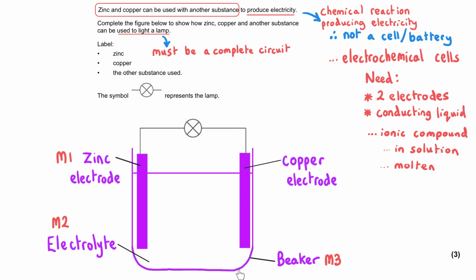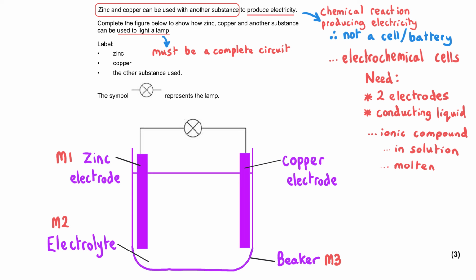And then for our third marking point, we just need to make sure that we are using a suitable piece of equipment to contain our electrolyte. And so the best recommendation here is some kind of beaker, or you could have a dish, or I suppose you could have a kind of conical flask. But a beaker is a much easier piece of equipment to fit into this apparatus.